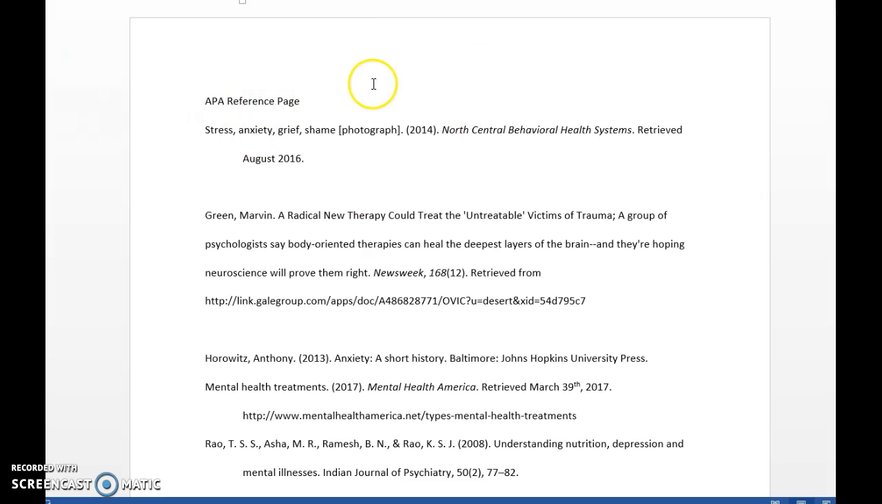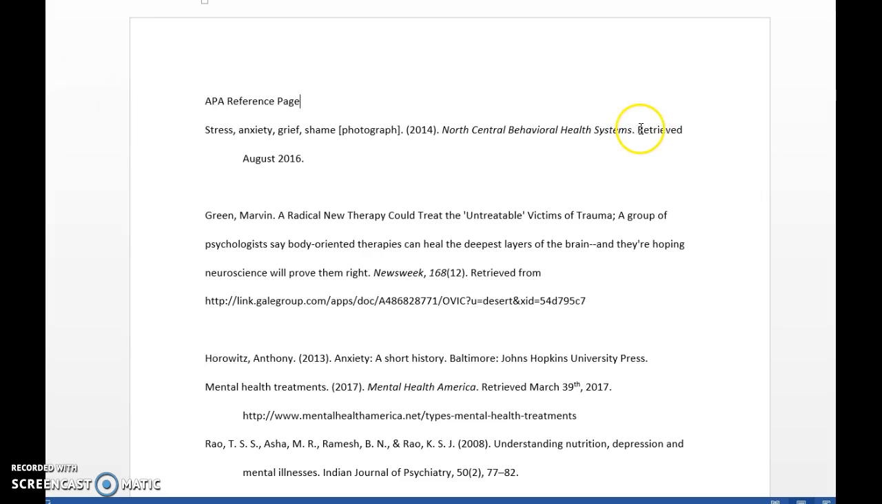A lot of people commented on this first entry. It's okay that it does not have a named author. That is not uncommon. And when there is no named author, then it is correct to put the title first, and there's another one further down, mental health treatments. Those are the title of the photograph or the article or the web page, and it does then go first. So don't assume that it's incorrect just because there's no named author.